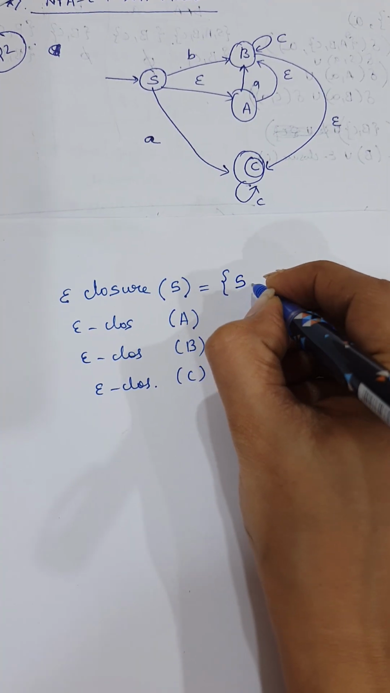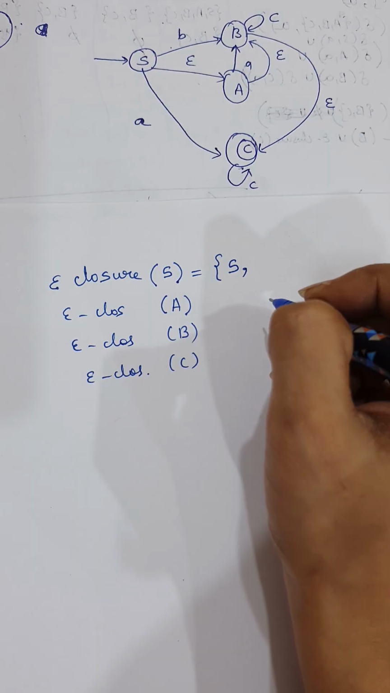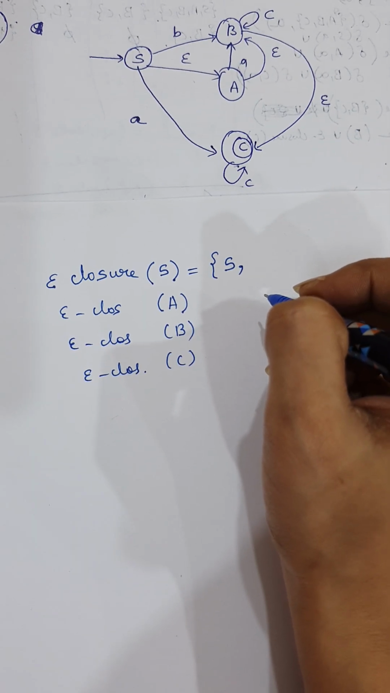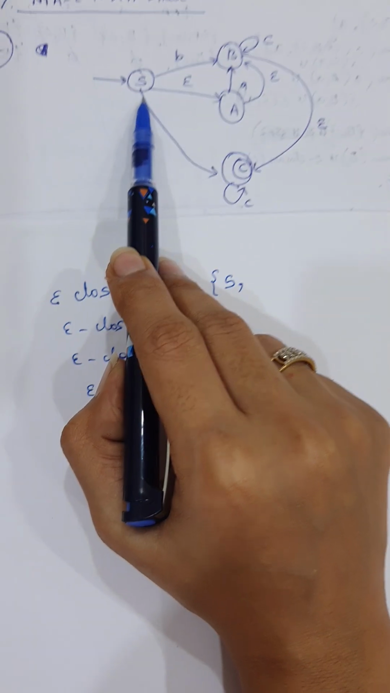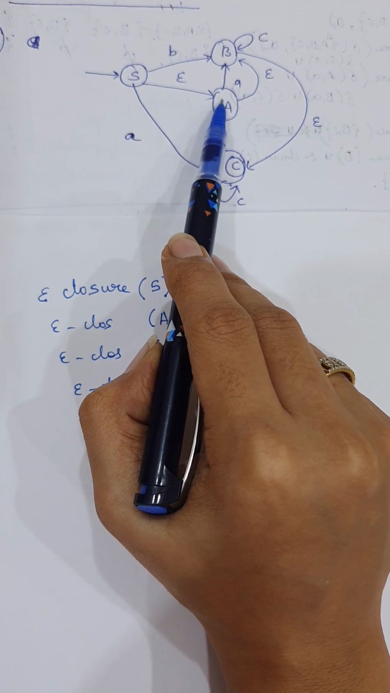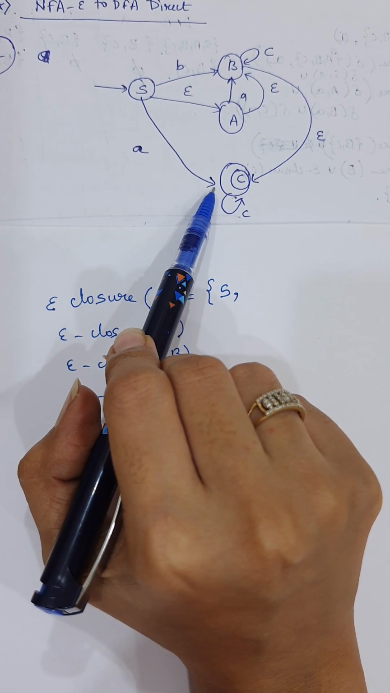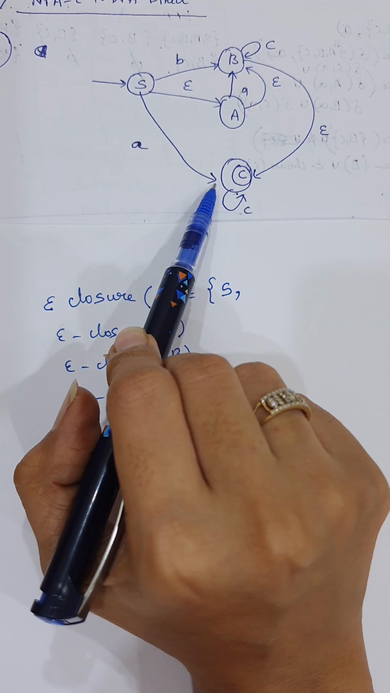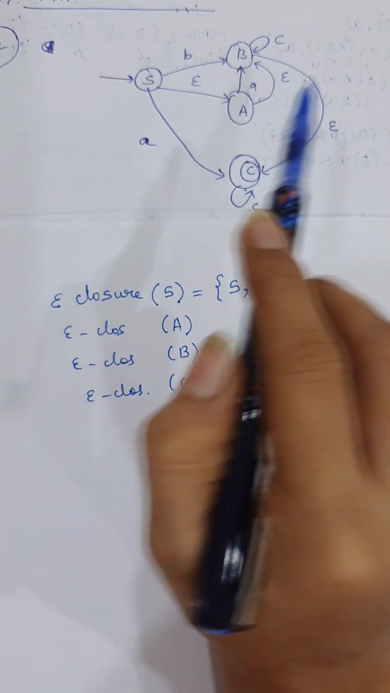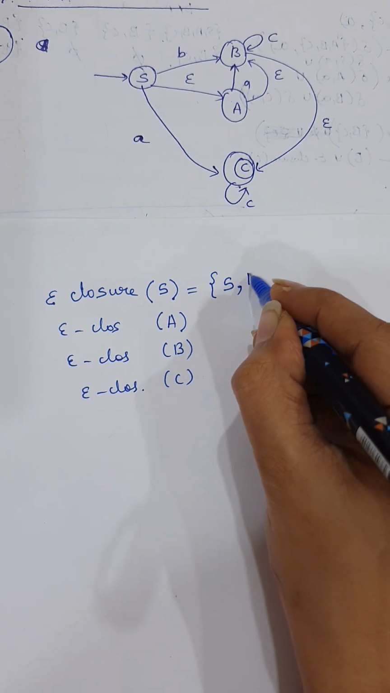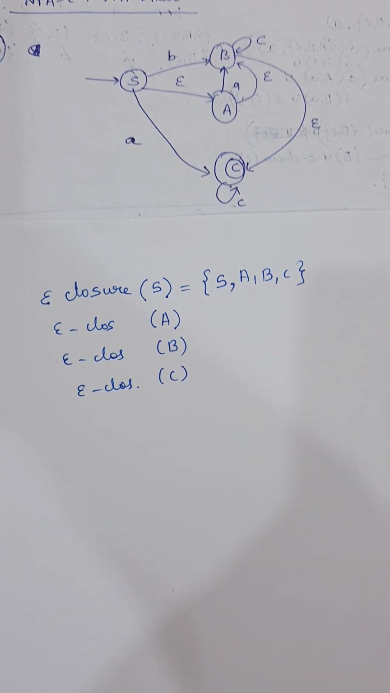So this will include S itself, and then it includes all those states which are reachable using the epsilon transitions only. So from S, using the epsilon transition, I can move to A, then to B, then to C. So from S, using only epsilon transitions, I can reach A, B and C. So I will have A, B, C here in the epsilon closure along with S.